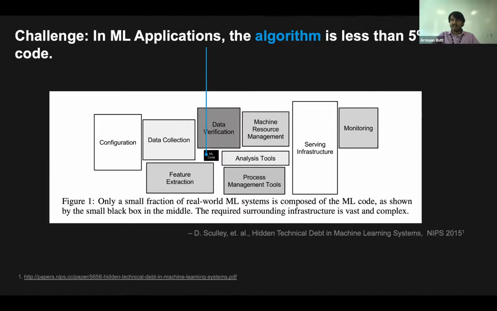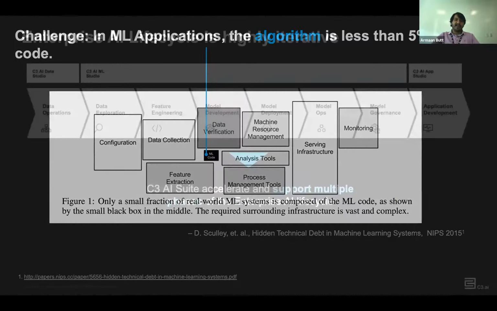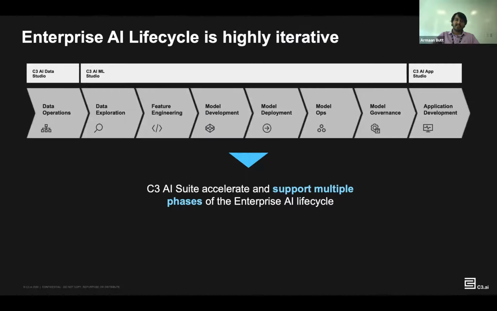What we found is that, as a researcher, you want to focus on what provides the most value, which is developing the machine learning models, developing those machine learning applications. So at C3, we have built a suite that's made to accelerate what we call these multiple phases as part of the enterprise AI lifecycle.